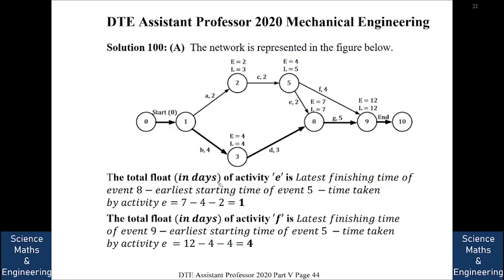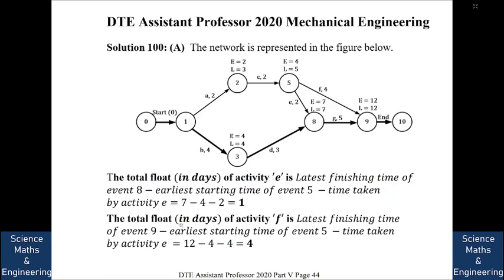So now the total float in days of activity E. Activity E is this one, right? How much does it take? You see, 7 days is the latest time it should finish. Now earliest time to start is 4, plus 2 days it requires, so it has a float of 1 day. Latest time is 7, earliest time here is 4, so after 4 days you can start activity E, and latest we have 7, but activity E takes 2 days, so 7 minus 4 minus 2, so we have 1 day of float for E.